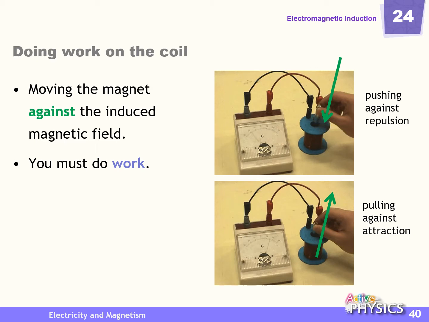So moving the magnet against the induced magnetic field, you must do work. Okay, so we know that if you move the magnet toward the coil, or move the coil toward the magnet, then there is some induced current. So in this situation, you must do work. Okay, so what's the physical meaning of this sentence?